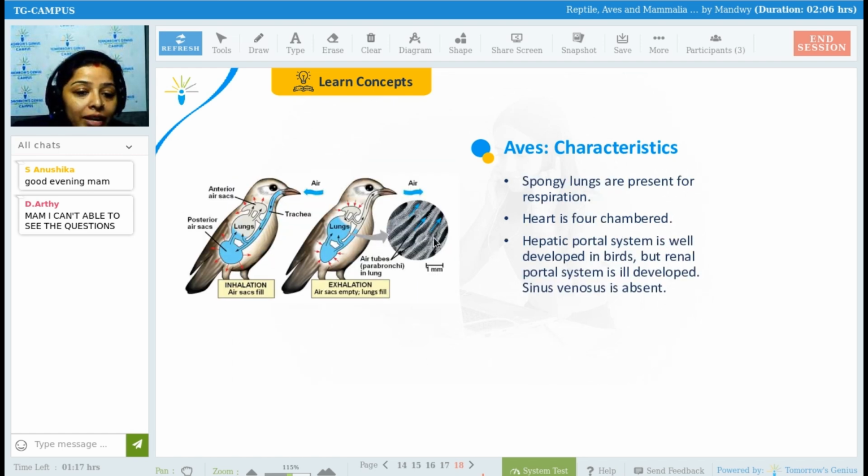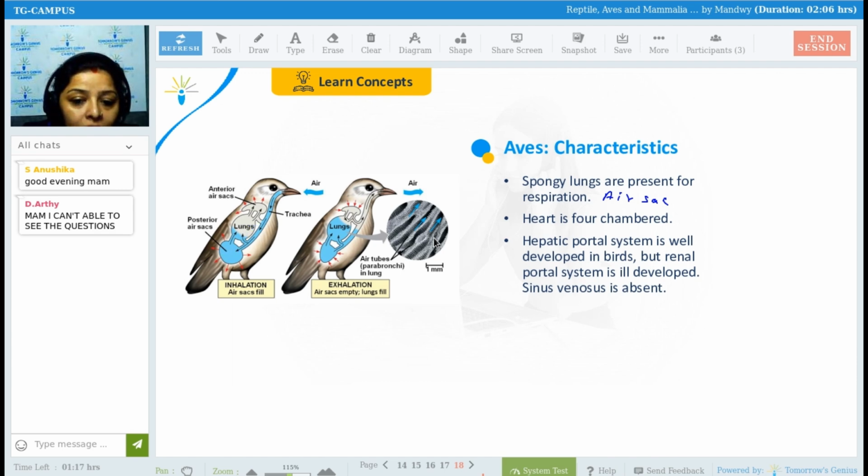Now let's see the respiration. They have spongy lungs for respiration, along with air sacs, as you can see in the image: lungs and air sac.